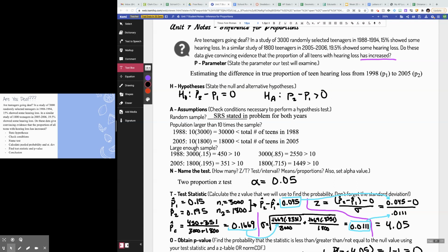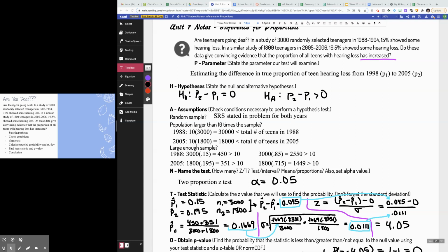Okay, and then for my large enough sample, that also works, which you would expect because these samples are very large, right? Like 3,000 people, 1,800 people, that's a lot. Unless the probability of the sample proportion is really, really small, you're essentially guaranteed that this assumption is going to work out. But you have to check it nonetheless. So my number of successes for 98, I realized I wrote 1998 in a couple of places.